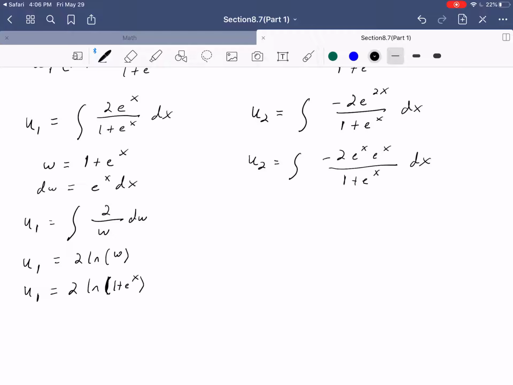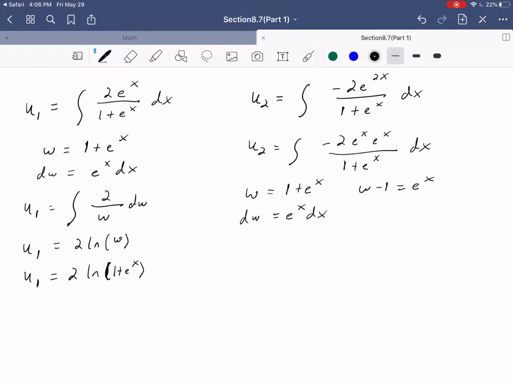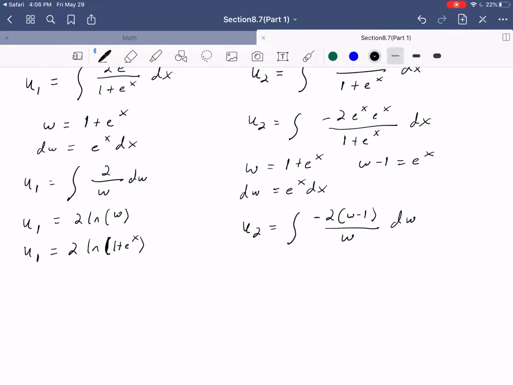Then we can let w be 1 plus e to the x again, dw be e to the x dx. Notice that that's going to eat up this. And we will have to make a note that w minus 1 is equal to e to the x. So we'll get that u2 is the integral of negative 2 times w minus 1 over w dw.